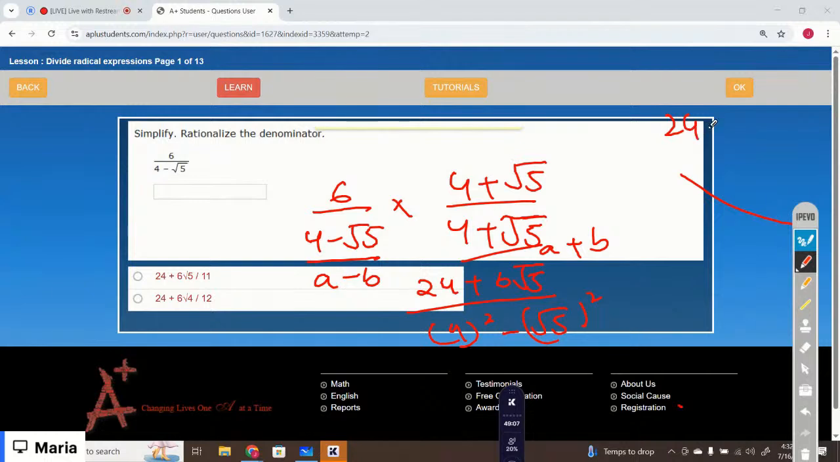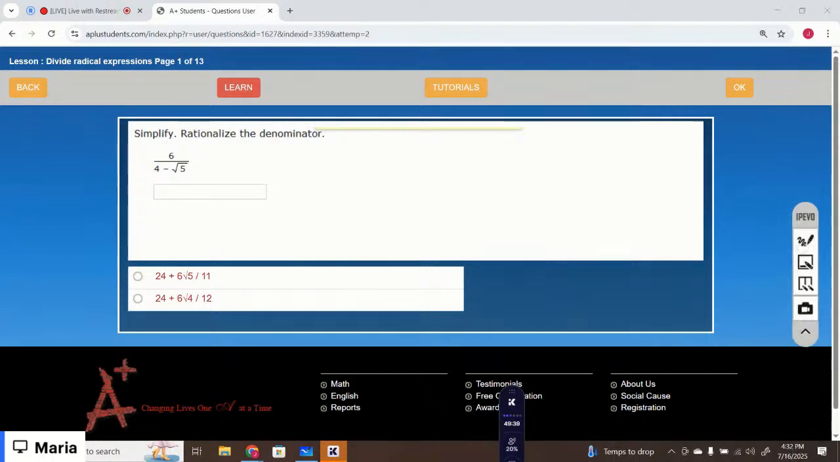That is 24 plus 6 square root 5. It would be 16 minus 5. 24 plus 6 square root 5 divided by 11. Option number two is the correct option. Option number one is the correct.